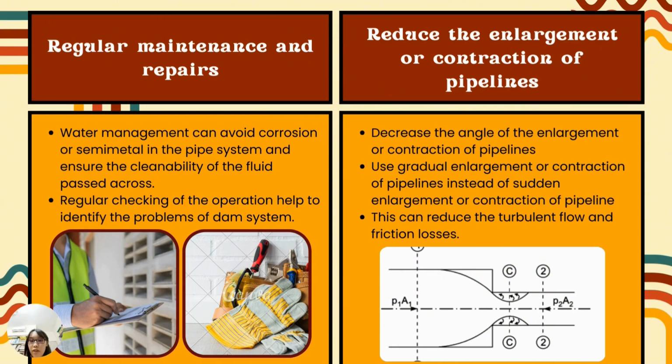Next, the enlargement or contraction of the pipeline should be reduced by decreasing the angle of the enlargement or contraction of the pipeline. For example, they can use gradual enlargement or contraction of the pipeline instead of sudden enlargement or contraction of pipelines if possible. This can reduce the turbulent flow and friction losses.